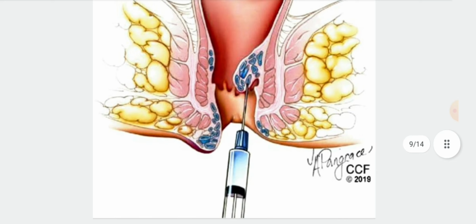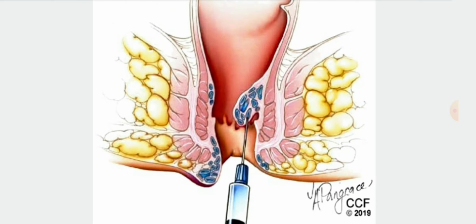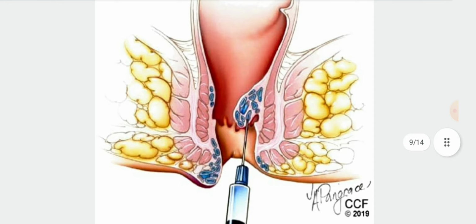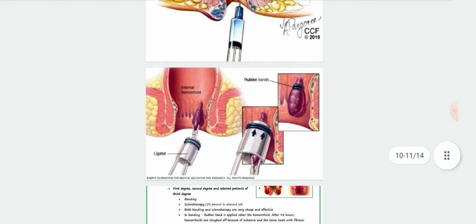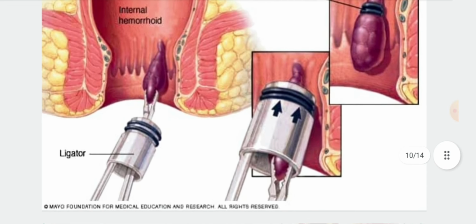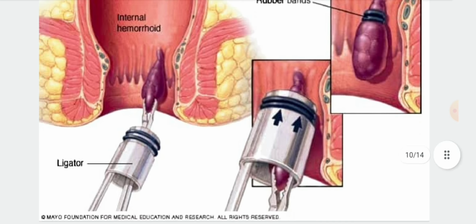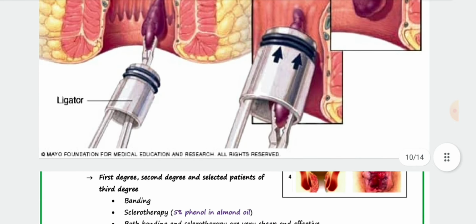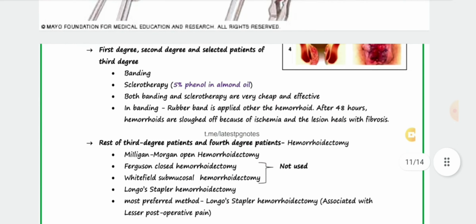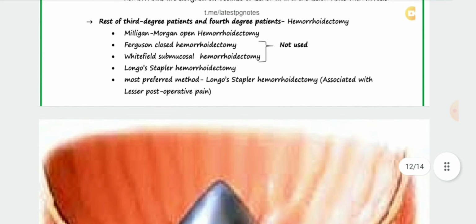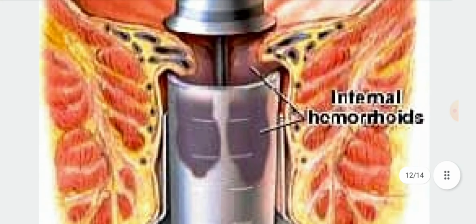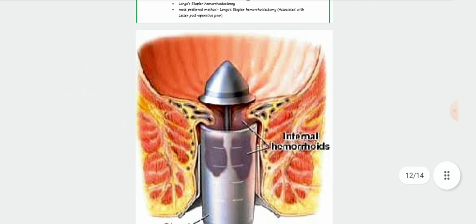This is a picture showing the injection of a sclerosing agent in the hemorrhoid, which results in fibrosis. Now this is a picture showing the band ligation of the internal hemorrhoids. We apply a band at the base of the hemorrhoid, which results in ischemic necrosis and sloughing off, and later on results in fibrosis. This is a picture showing the stapler hemorrhoidectomy.